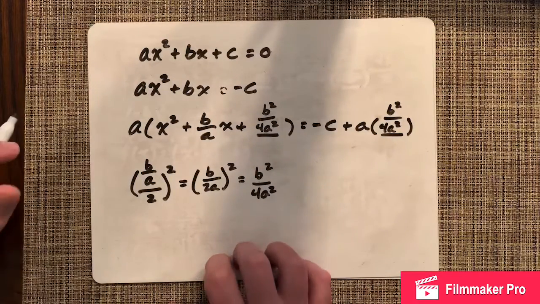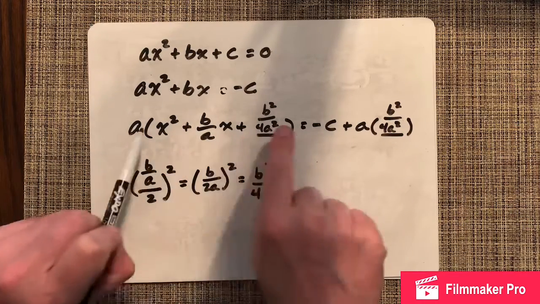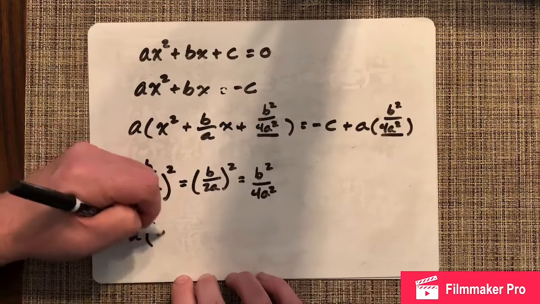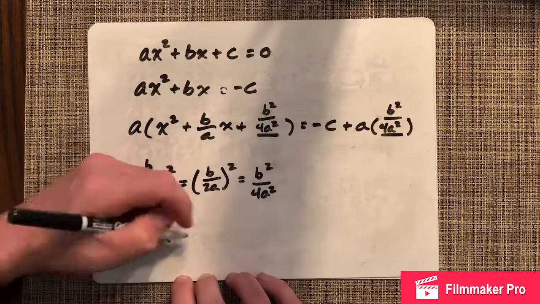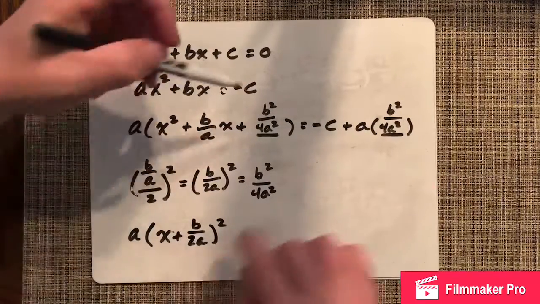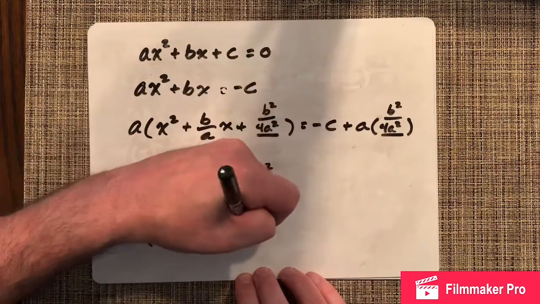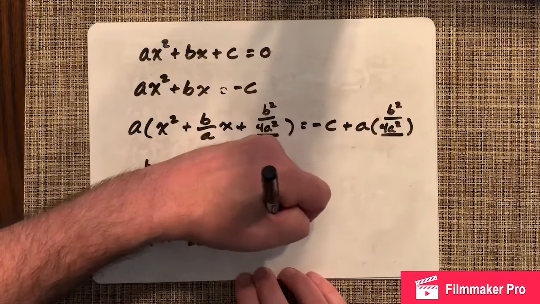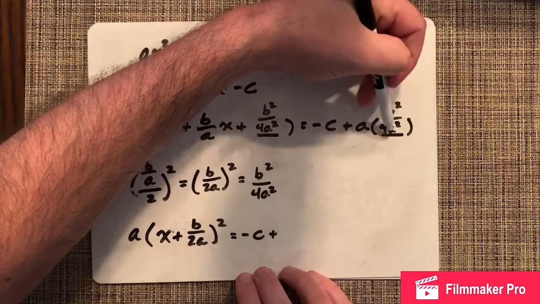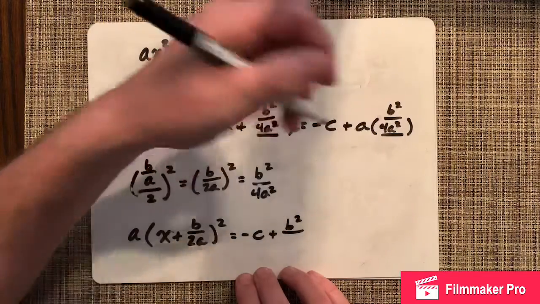All right. Now, all of this needs to be cleaned up. This is now a perfect square, if you can believe it. That is a times x plus b over 2a squared. This over here can be cleaned up a little bit, equals negative c plus, all right, if we multiply a times all of this, that a here and one of those a's down here are going to cancel out, and it's going to leave b squared over just 4a.